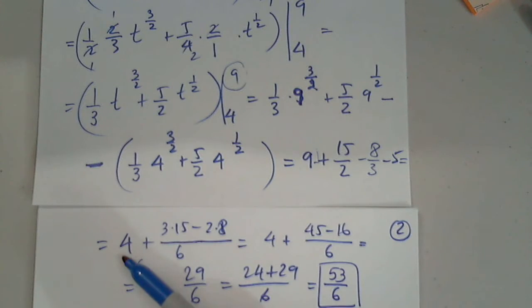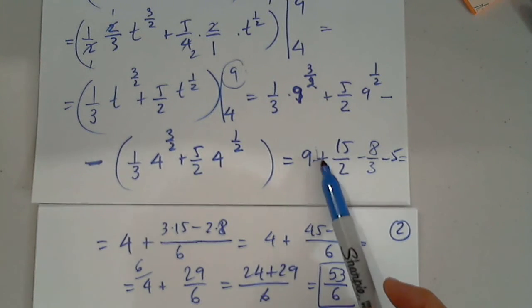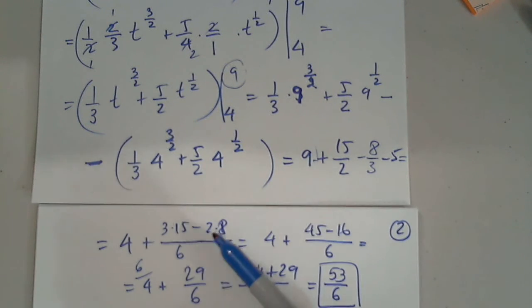I'm checking my numbers, I get a 4. So yes, that's 15, and that's 45 and minus 16. So this is indeed 29. Yes, correct. Yes, okay.